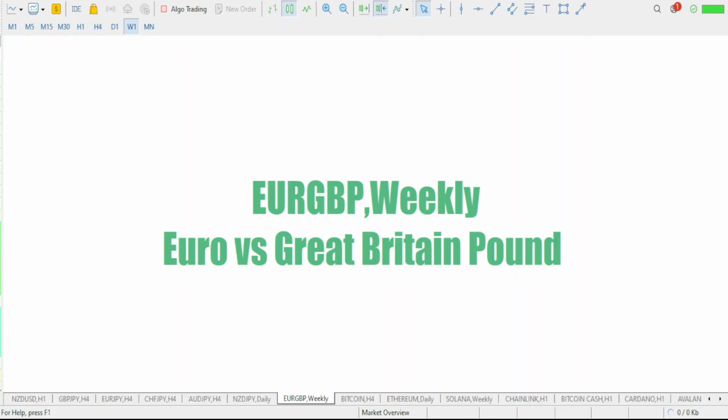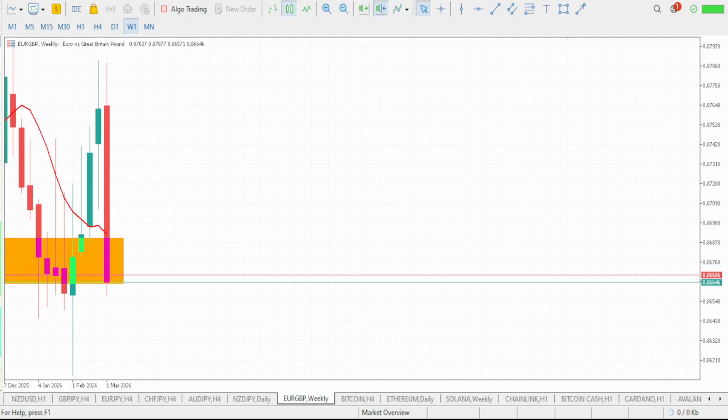So now let's take a look at what we will be expecting on our Euro GBP for the week. Let's see what Euro GBP is going to do for us and how it moves for the week.